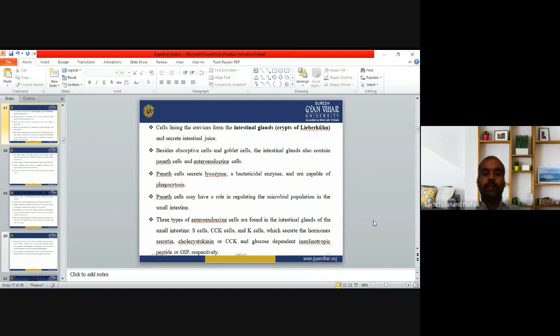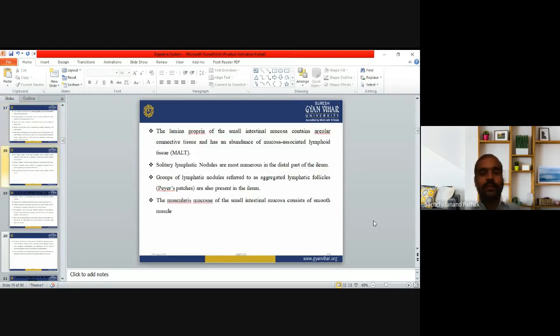The second is the enteroendocrine cells. Three types of enteroendocrine cells are found in the intestinal glands of the small intestine: S cell, CCK cell, and K cell. These secrete the hormones secretin, cholecystokinin, or CCK, and glucose-dependent insulinotropic peptide, or GIP, respectively.